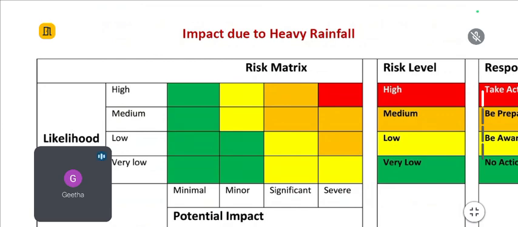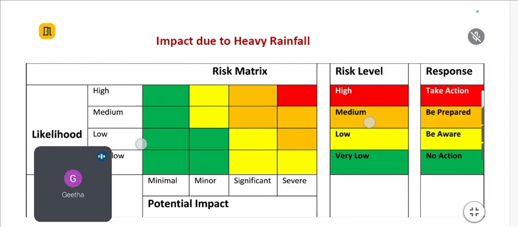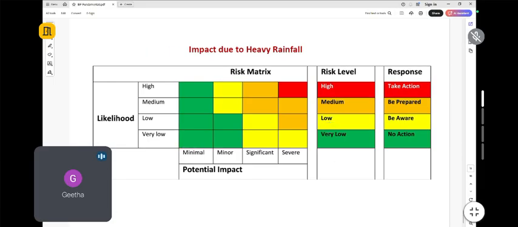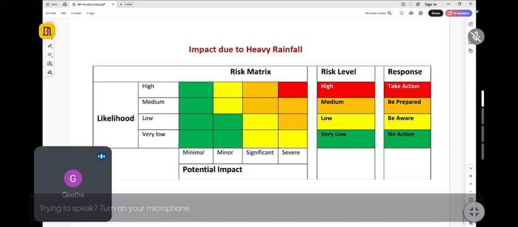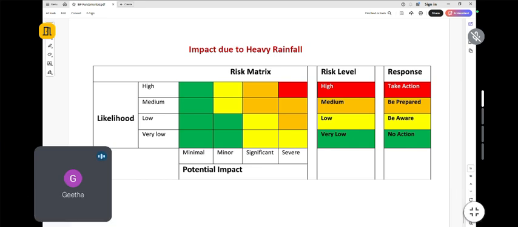So this is just what we generally use. I'm showing you this one for heavy rainfall. We have a matrix which we have prepared for ourselves. Potential impact minimal, minor, significant, and likelihood very low. If the potential impact is minimal and likelihood is very low, green. Potential impact minimal, likelihood low, green. Potential impact minimal, likelihood medium, we can also go for green if no major impact has happened in the past. Likewise, even if likelihood is very high, if the impact is very minimal, then we need not unnecessarily warn. We can leave it green.